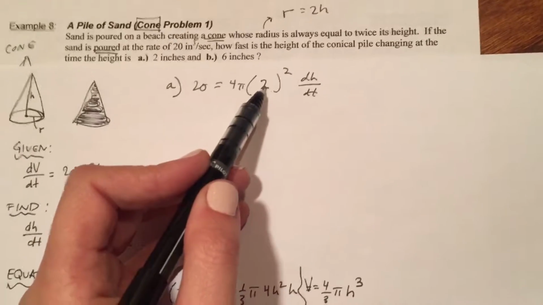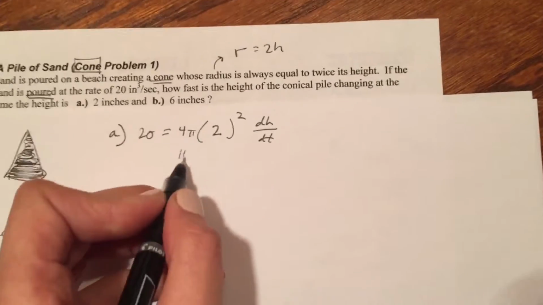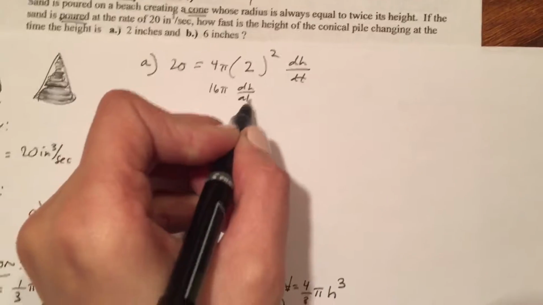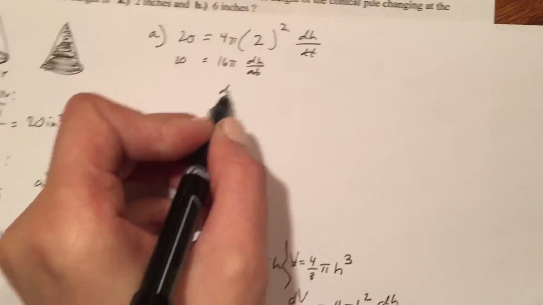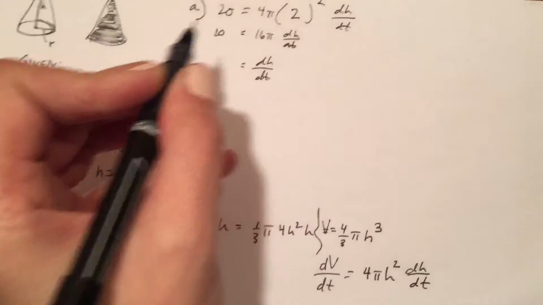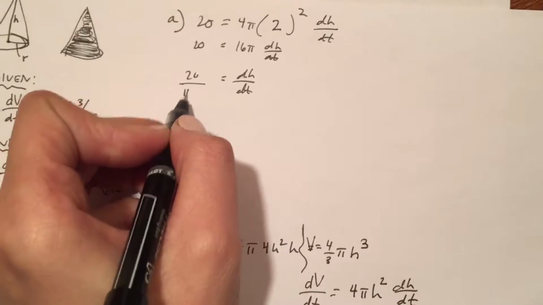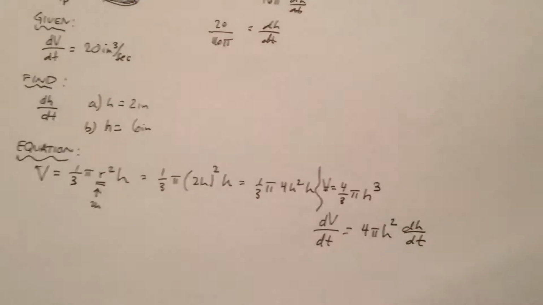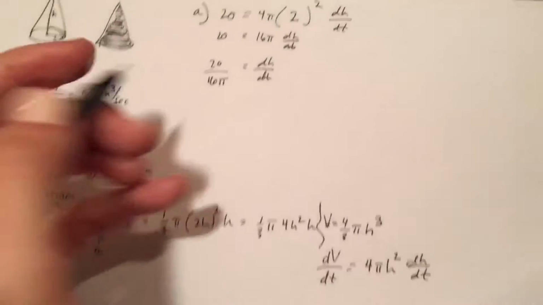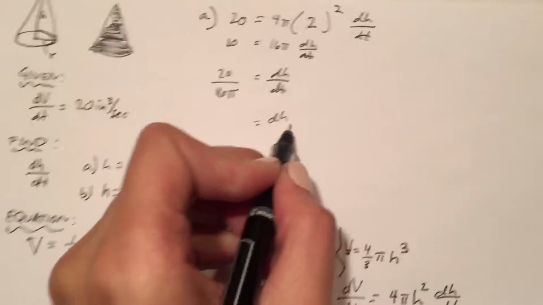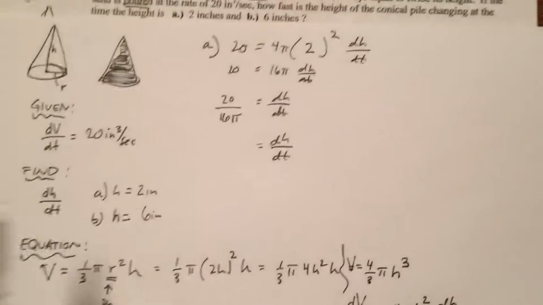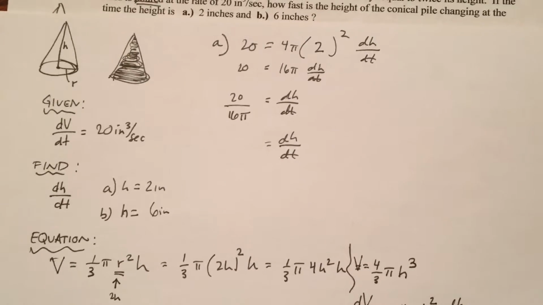This is not so bad. 2 times 2 is 4, 4 times 4 is 16 pi dh/dt equals 20. So dh/dt is equal to 20 over 16 pi, which you can simplify. It doesn't matter really unless you're in multiple choice, but I'm just going to put it in decimal form.